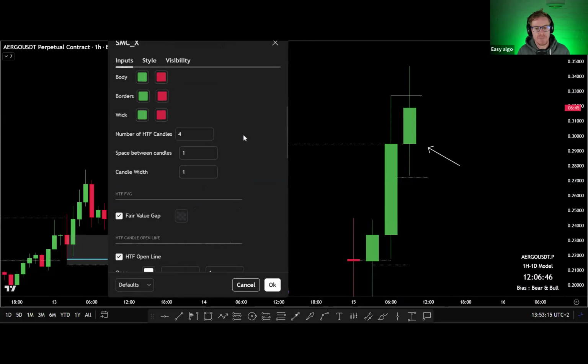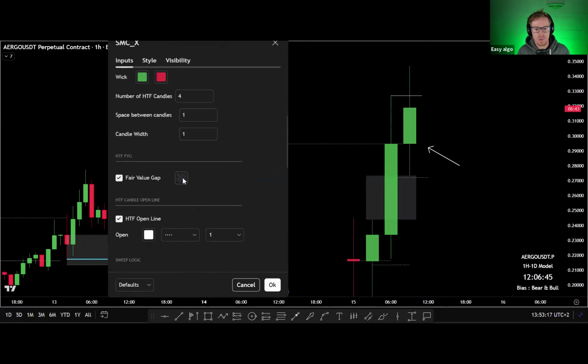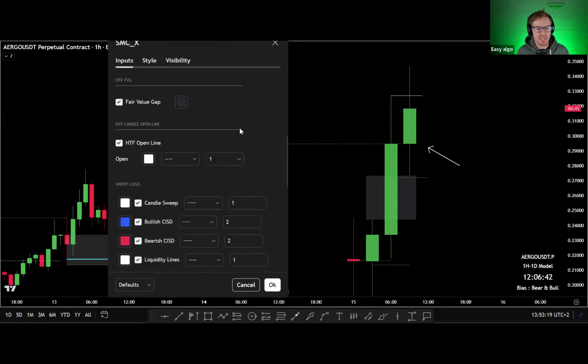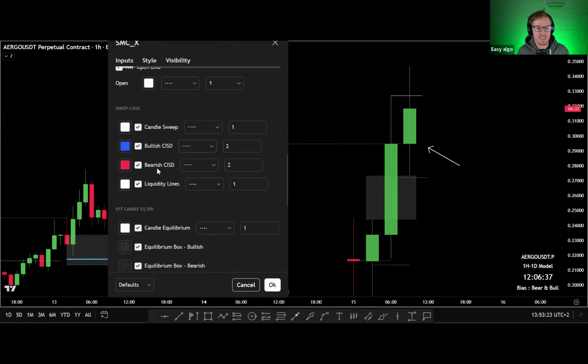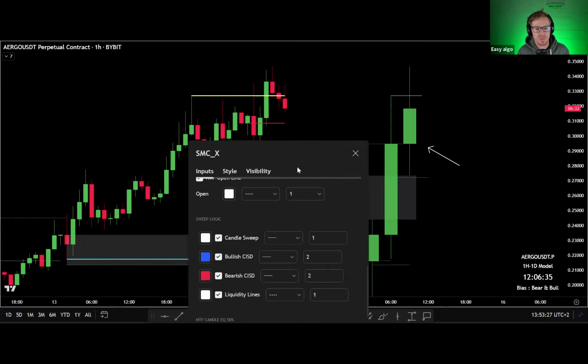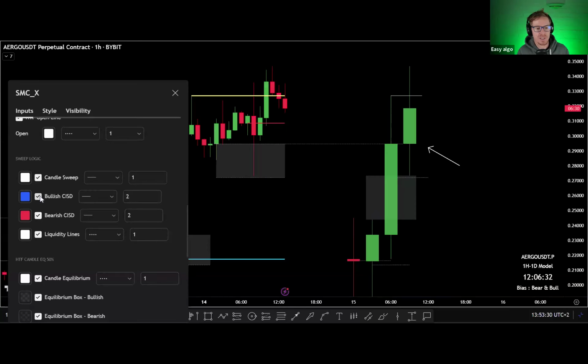You can see the fair value gap that's created. We can create different colors, increase intensity. We've got the higher time frame open line, which we just went through, and then we've got all of these details, which are pretty straightforward. The sweep marks out the sweep on the higher time frame, the lower time frame, the bullish CISD, bearish CISD line, candle equilibrium.